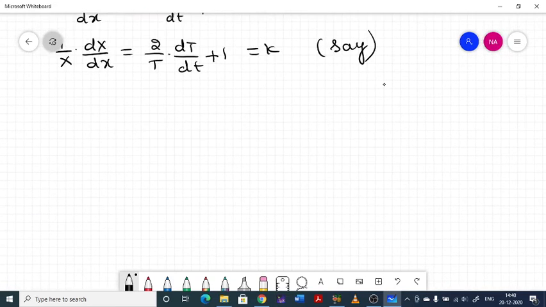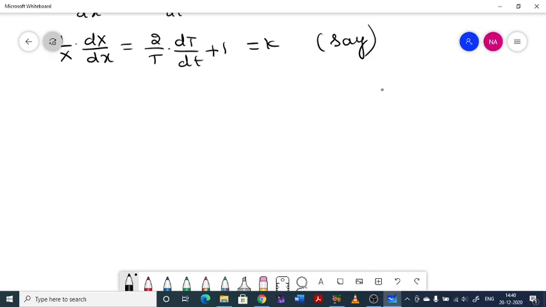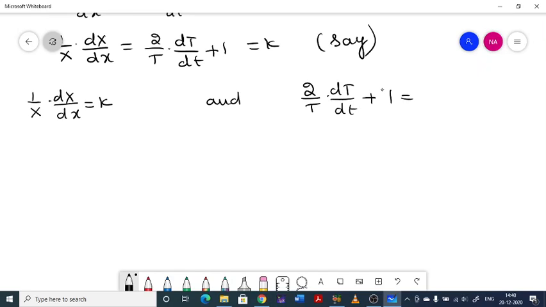Now from this, first I'll get 1 by capital X into d capital X by d small x equal to k, and another expression I'll get 2 by T into d capital T by d small t plus 1 equal to k. Now let us solve this one. So from this, d capital X by capital X equal to k into dx.